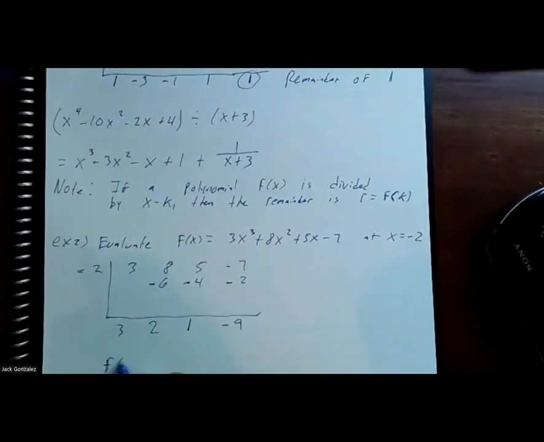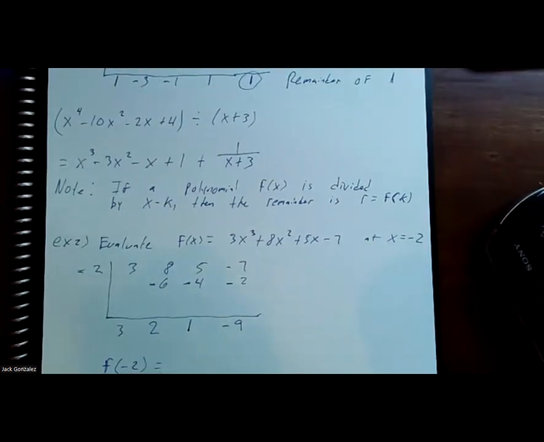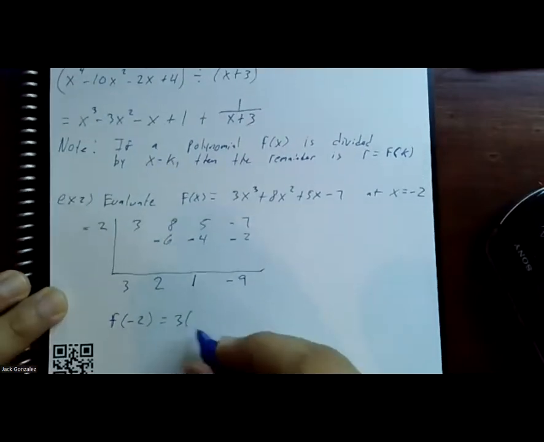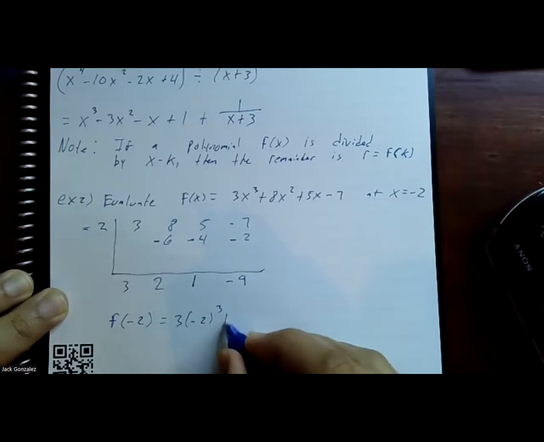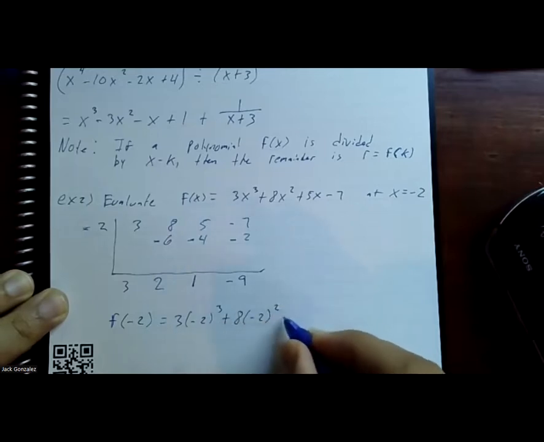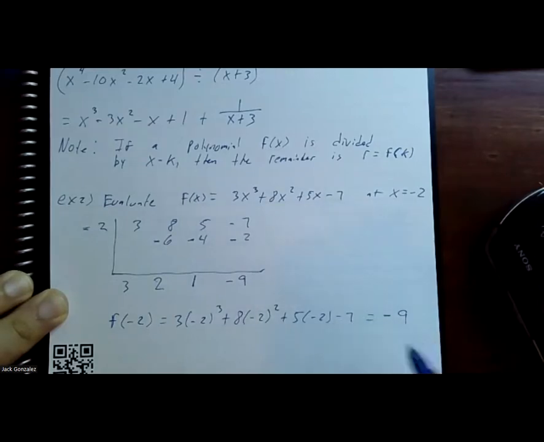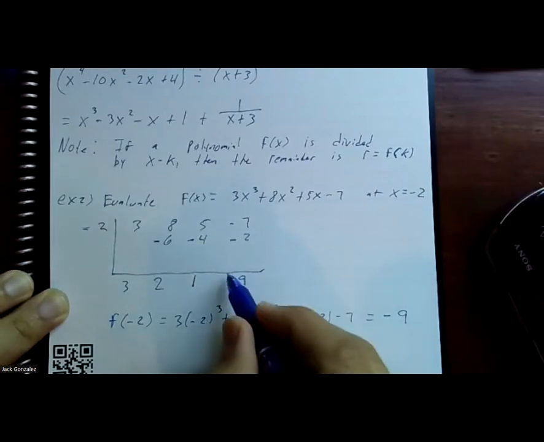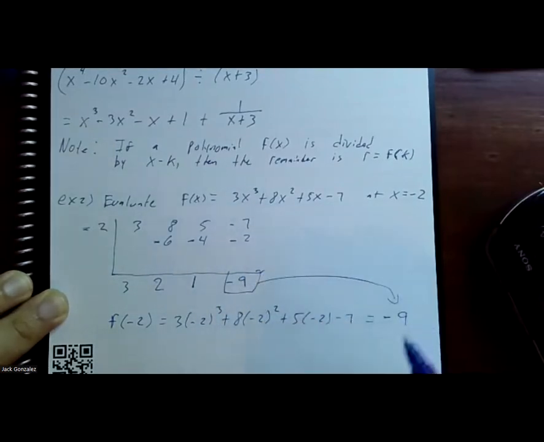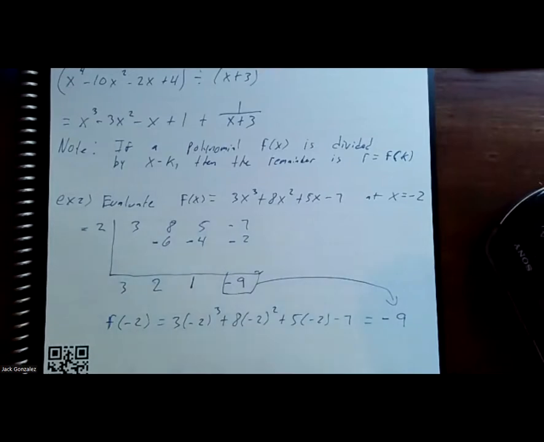So what this is saying is that f of -2, which would be 3 times -2 cubed plus 8 times -2 squared plus 5 times -2 minus 7, is equal to -9. This -9. These are the same. Does the remainder theorem make sense? That's what it does. So I guess the remainder is the y. Yeah, the remainder is the same as the output of the function, the y value.